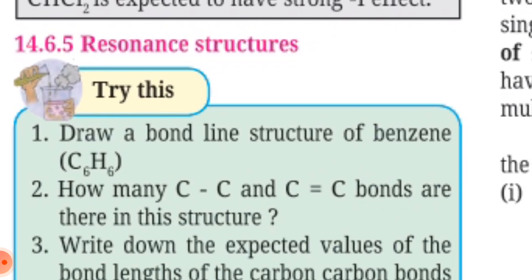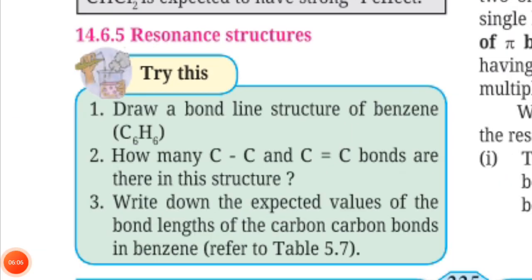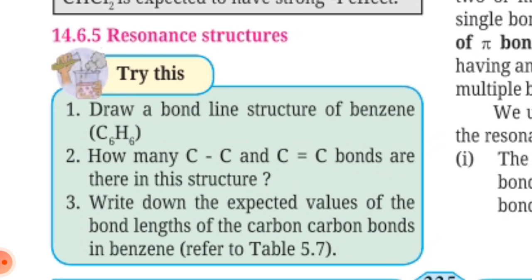Resonance structures. Draw a bond line structure of benzene, C6H6. How many C-C single bonds and C=C double bonds are there in this structure? Write down the expected value of the bond length of the carbon-carbon bonds in benzene.